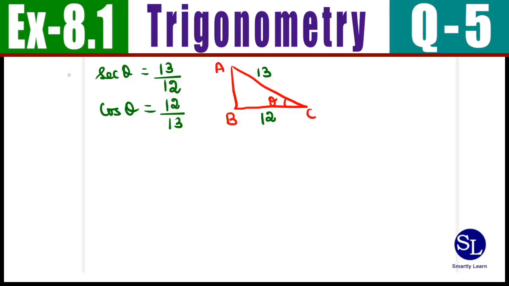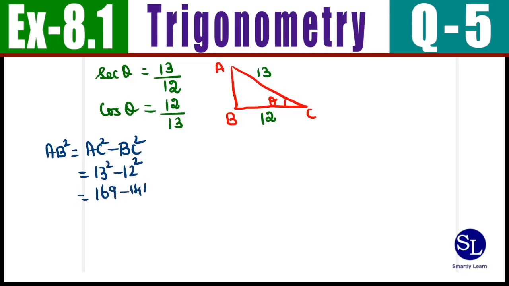So first let's find out what is AB. So AB square is going to be equal to AC squared minus BC squared, because according to Pythagorean theorem, AC square is BC square plus AB square. So I've rearranged the formula like this. So AC square is 13 square minus BC square is 12 square. So 169 minus 144, which is 25. AB square is 25, which means AB is equal to 5. So let's mark this side as 5.